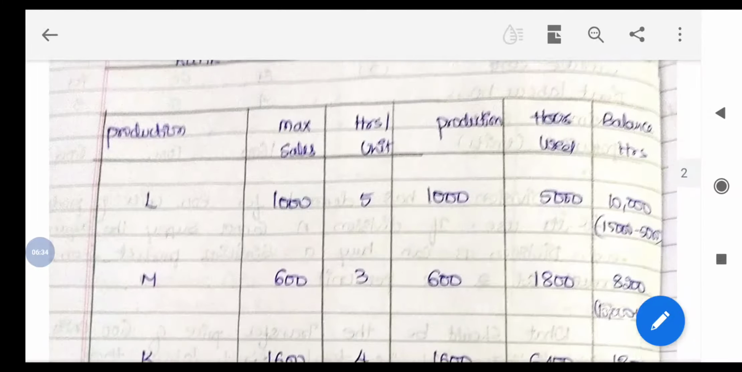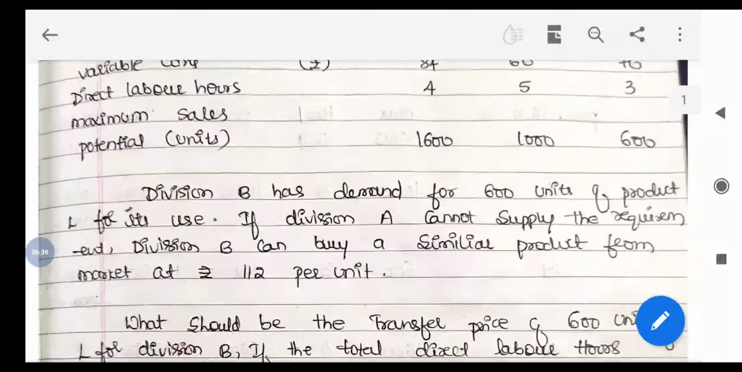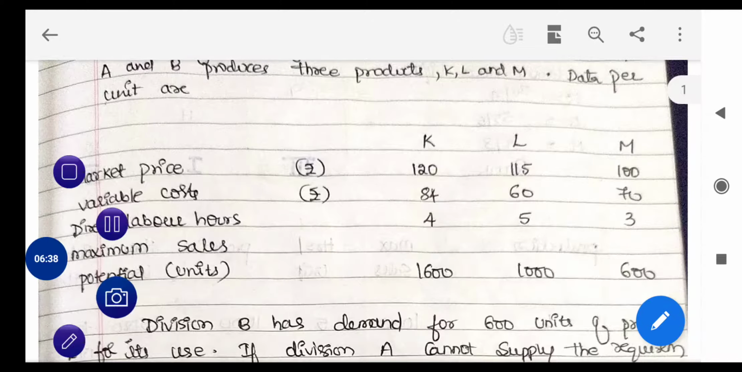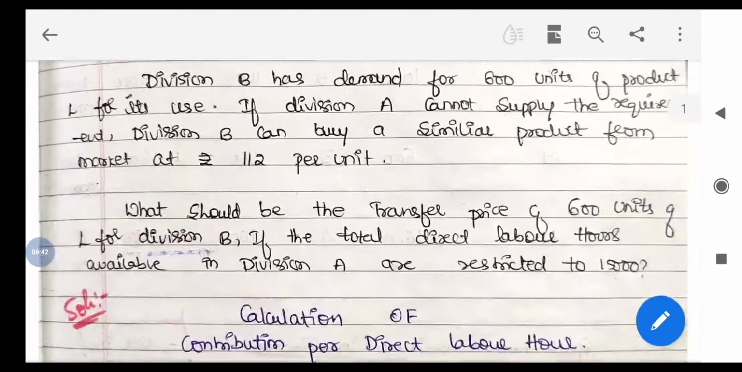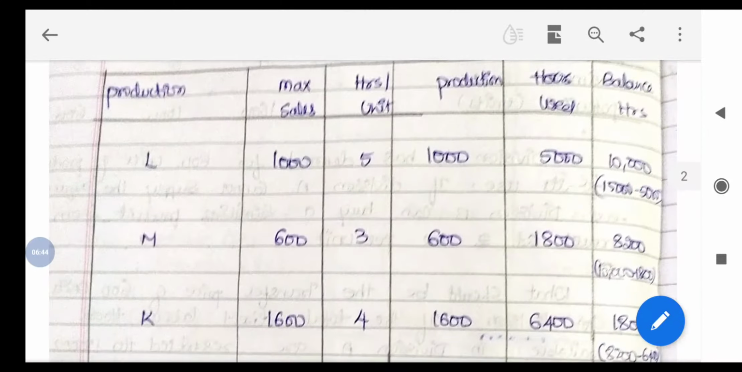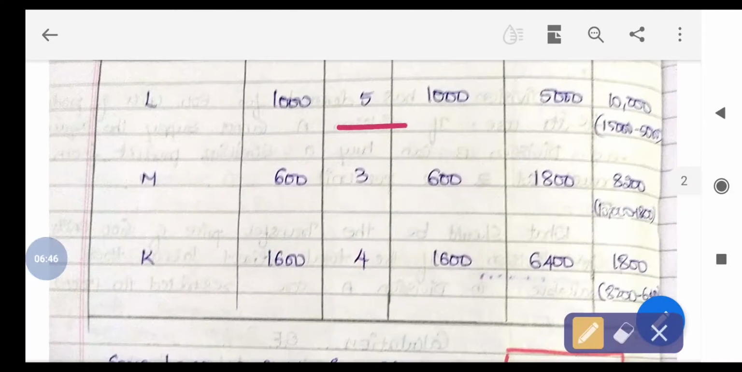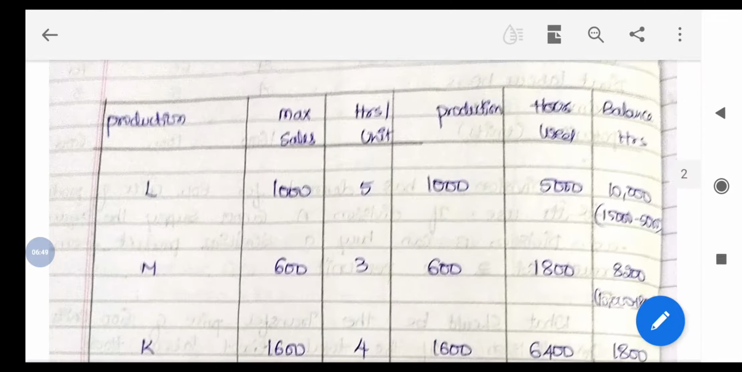So hours per unit, they have also given. For L it is 5, for M it is 3 and for K it is 4. So 5, 3 and 4. Next we have to calculate the production.